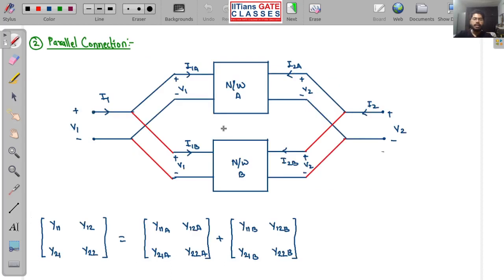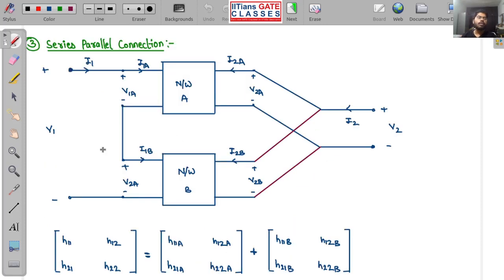But here you can see current is getting divided. I1 is equal to I1A plus I1B, and I2 is equal to I2A plus I2B, but voltage remains the same. So that is why in parallel connection my Y parameters will add. Okay. Now what about series parallel?